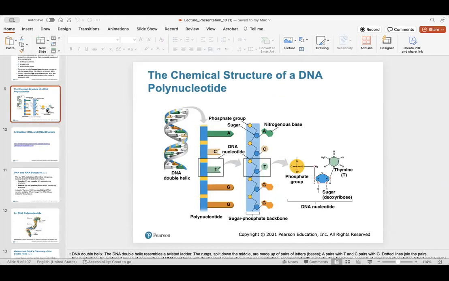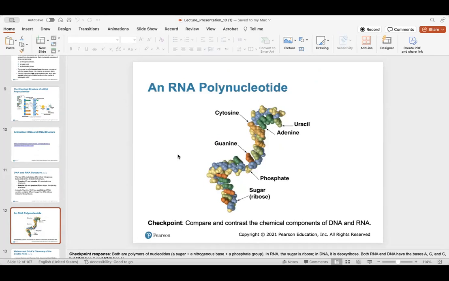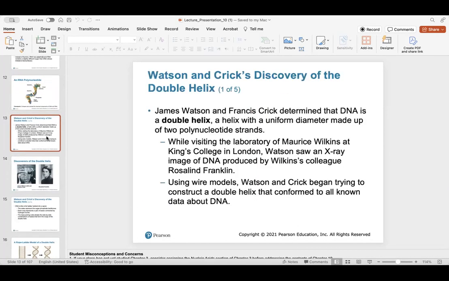The typical structure of DNA is made up of a phosphate group, a sugar, and a nitrogenous base. And you have four different nitrogenous bases: adenine, cytosine, thymine, and guanine. And they will be able to complement each other when the double strands of DNA are formed. RNA is a little bit different because instead of a thymine nitrogenous base, it will have a uracil. So this is a look at an RNA nucleotide, and we'll talk about the differences between each.